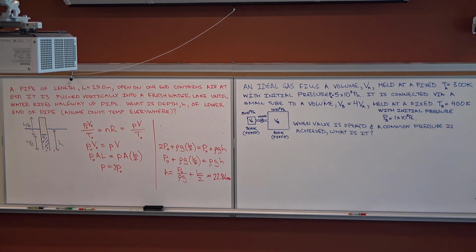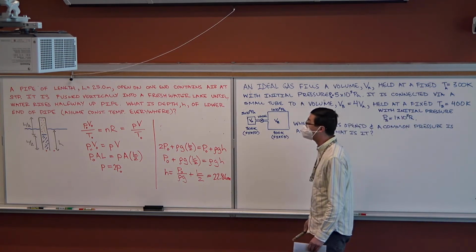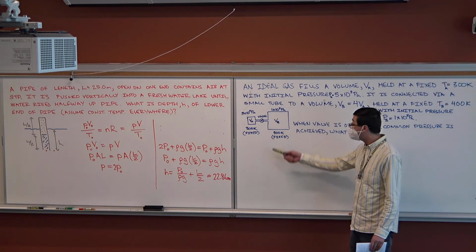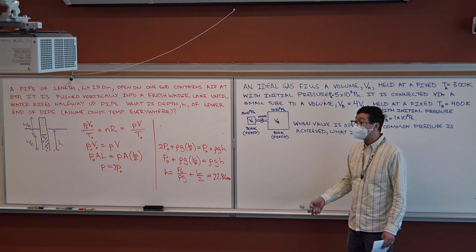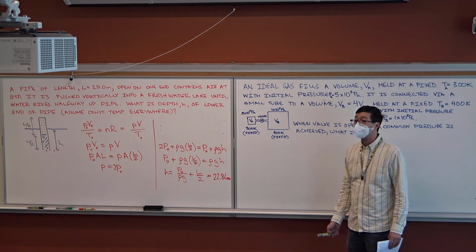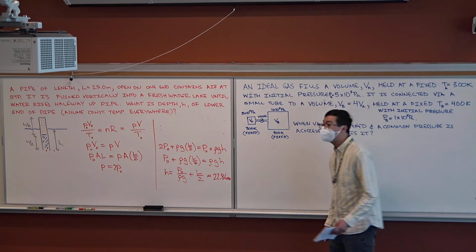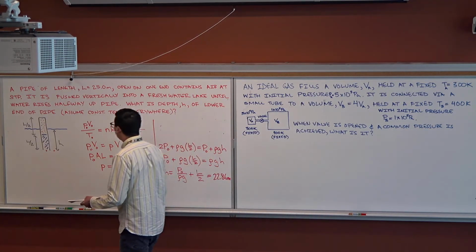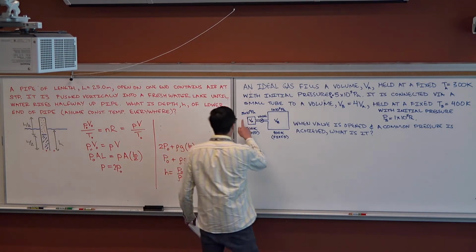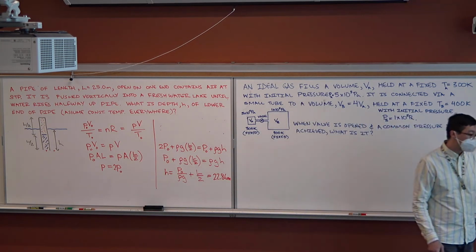So if we look at our initial state, what do we know will be fixed from before the valve is open to after the valve is open? Temperature, what else? Volume. Total volume, you're right. What else? Amount of moles. Number of moles, right? So if I wanted to write the number of moles that we initially had in VA, how could I get there?